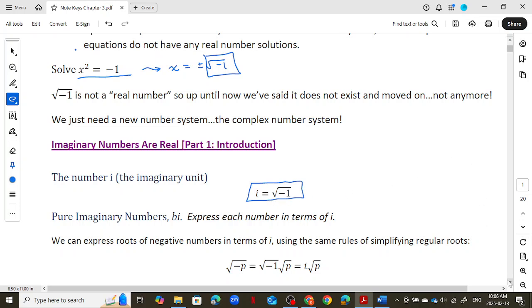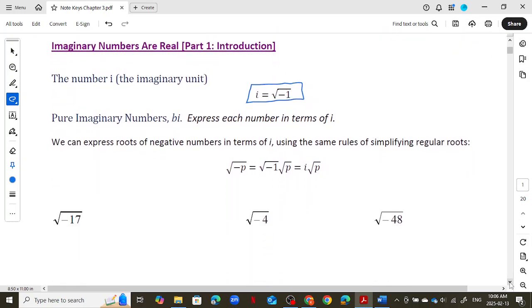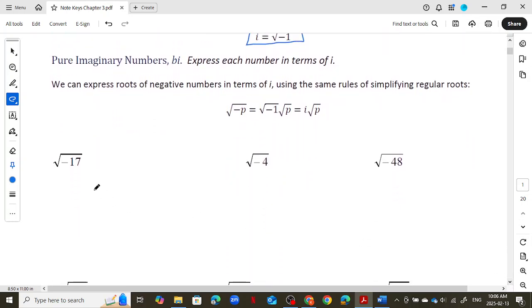And so what we're going to practice is writing these imaginary numbers in terms of i. So anytime you have a square root of a negative number, we are going to rewrite it in terms of i. In other words, you're going to take the square root of negative p and factor it into the square root of -1 and the square root of p, which is going to give you i root p, or root p i. So it's kind of up to you, the commutative property of multiplication. It doesn't matter whether it's 2 times 3 or 3 times 2.